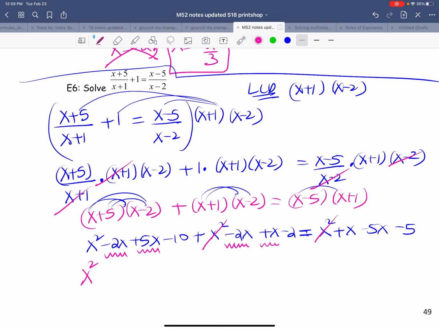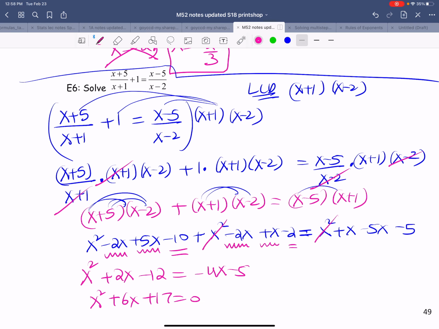Positive x plus x is plus 2x. Negative 10, negative 2 is negative 12 equals negative 4x minus 5. X squared, add 4x to both sides, plus 6x plus 17 equal to 0. That does not look right. So let me double check.